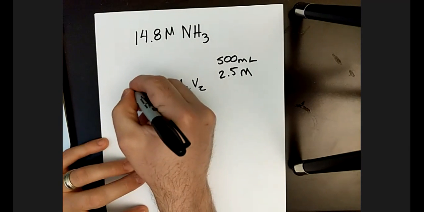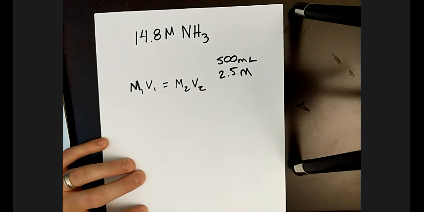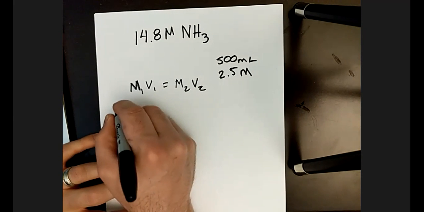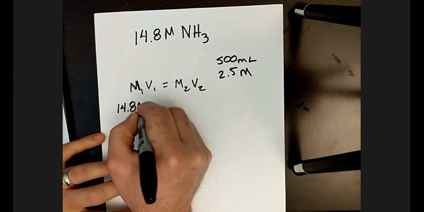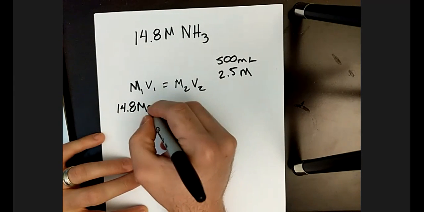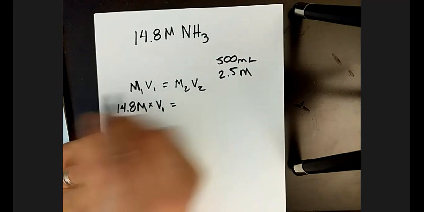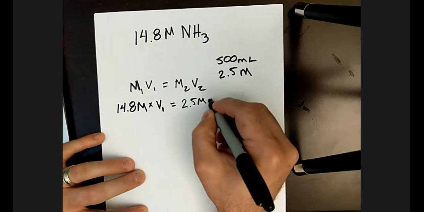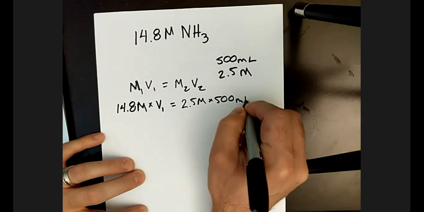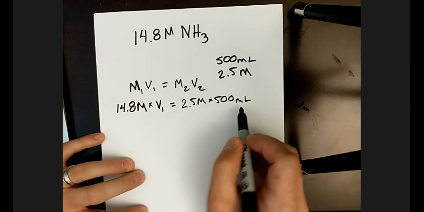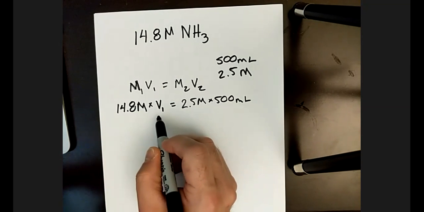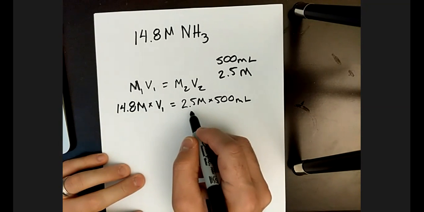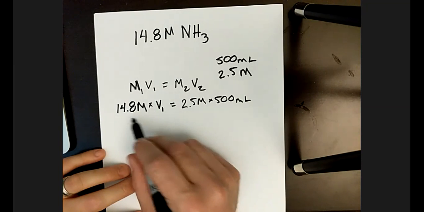M1V1 equals M2V2. Generally it doesn't matter which side you set up to be which, but in this case, I will start with the 14.8 molar as my concentrated side. What I want to know is how much of it I need to measure out in order to make a 2.5 molar solution that is 500 milliliters. You can use milliliters as long as the end result is also milliliters. So here it is simple multiply and divide.